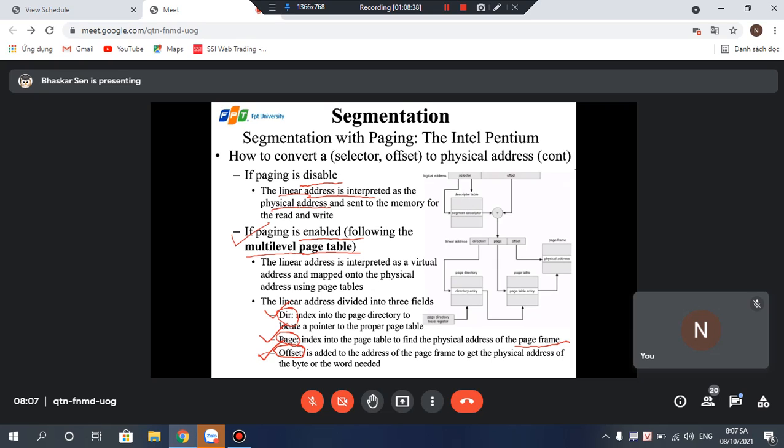And from that virtual address, applying a multi-level page table, the virtual address is mapped onto the physical address by using page tables. It will be divided into three parts: the directory entry, an index into the page directory to locate the pointer to the proper page table, and then from the page table you get the page index into the page table to find the physical address of the page frame. So it's a technique, it's a multi-level page entry. So basically it's a 32-bit number.